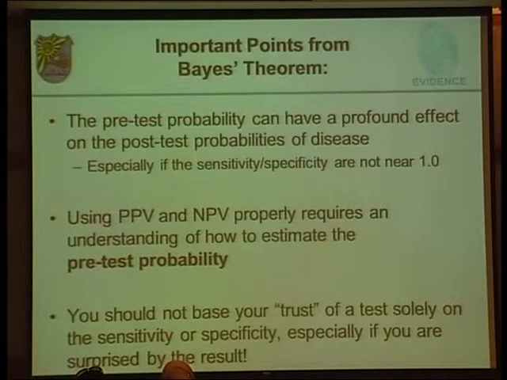So using positive and negative predictive value, therefore, properly, requires an understanding of how to estimate the pretest probability. Okay? And you should not base your trust of a test solely on the sensitivity or specificity of the test. Especially if they're not really close to 1. Okay? And especially if you're surprised by the result. Okay, I'll show you how that works.